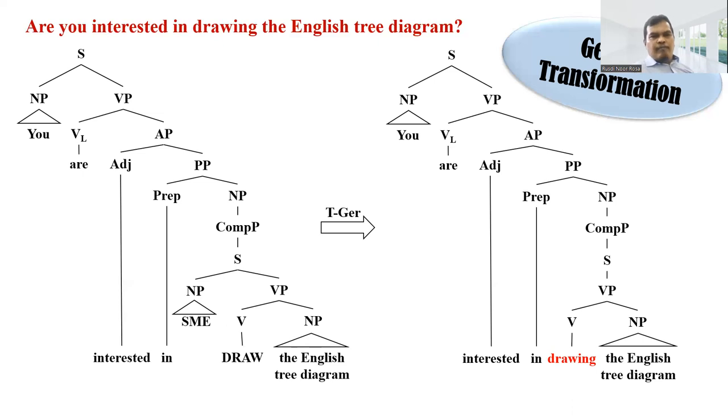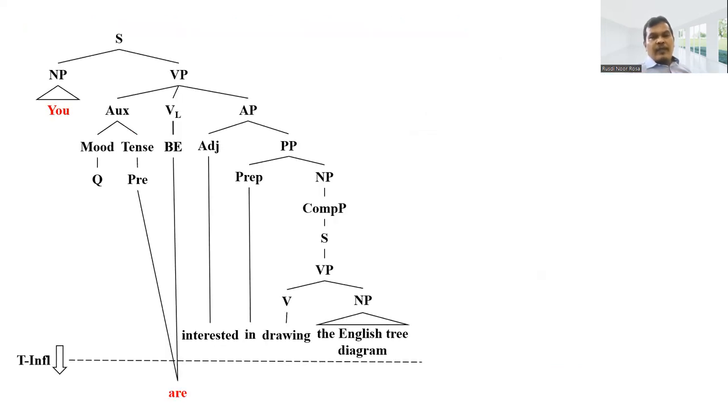Okay. By having these two diagrams, deep structure and surface structure, we already have here the result in the form of gerund transformation, but not yet, okay, not yet interpretive transformation. In other words, we haven't finished yet our analysis on the sentence, are you interested in drawing the English tree diagram?